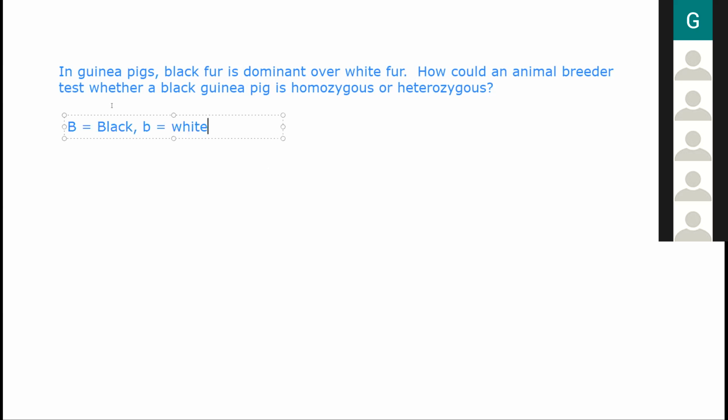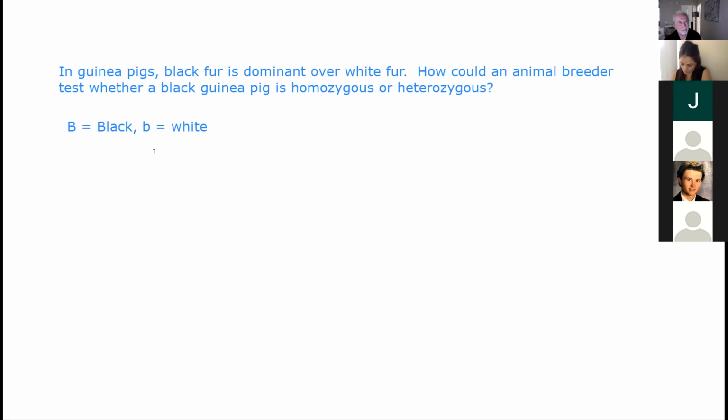Ingrid's shaking her head yes, and she is correct. And we've said that black is dominant, so this matches not only standard notation, it matches what you're given in the problem. White fur, if it's not dominant, it must be the recessive. Standard notation is we would use a small letter. Now, it's important that you use the same letter for each one, just one capital and one lowercase. If you're using different letters, now you're looking at something called a dihybrid. This is just a monohybrid that we're looking for.